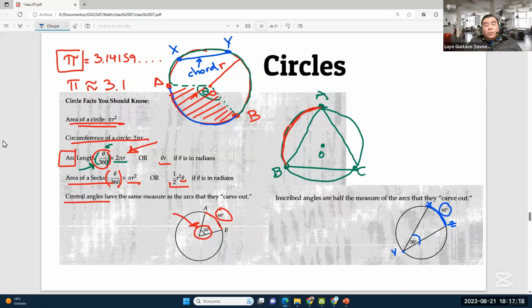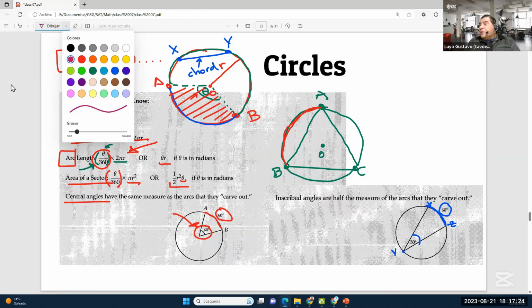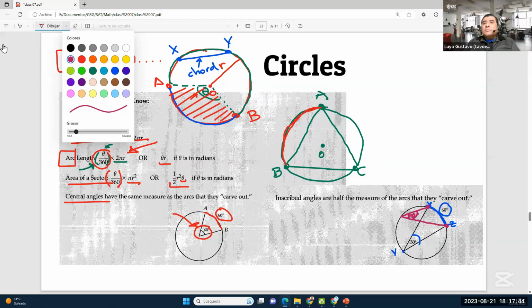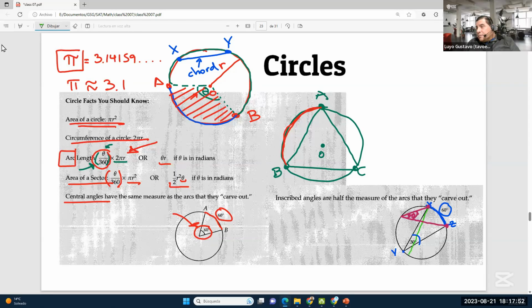And it doesn't matter which inscribed angle. For example, I can draw any other inscribed angle from the endpoints of this arc, for example, here. This is also 30 degrees, same measure, okay? And so would be here. Let's see this one. This is also 30 degrees, okay?